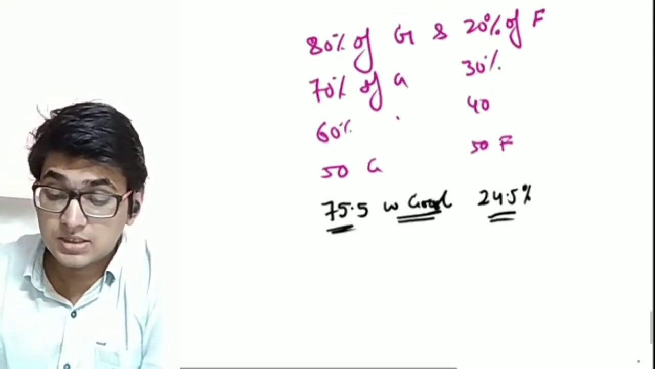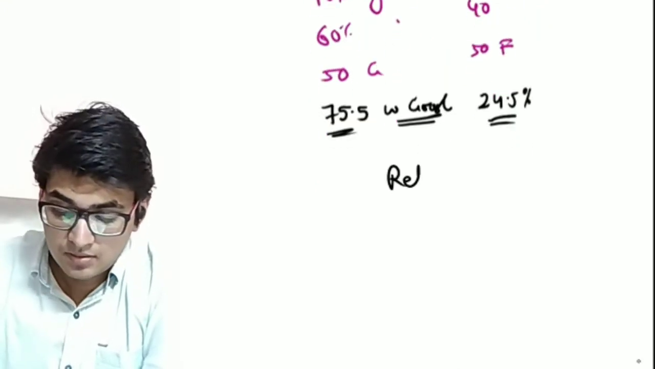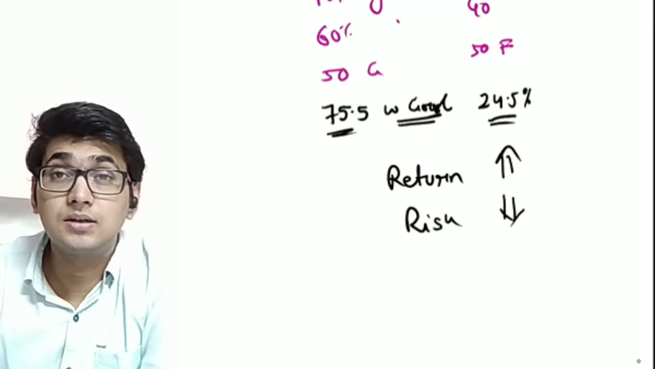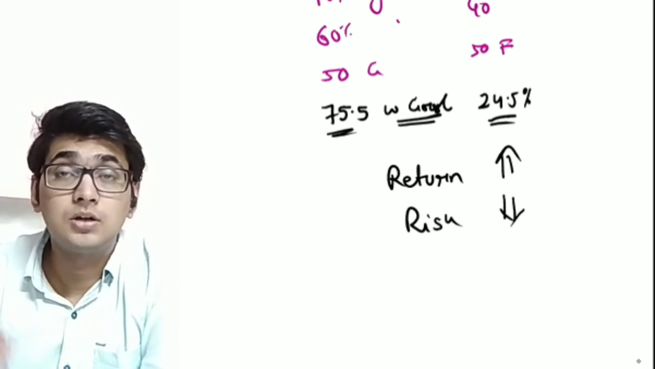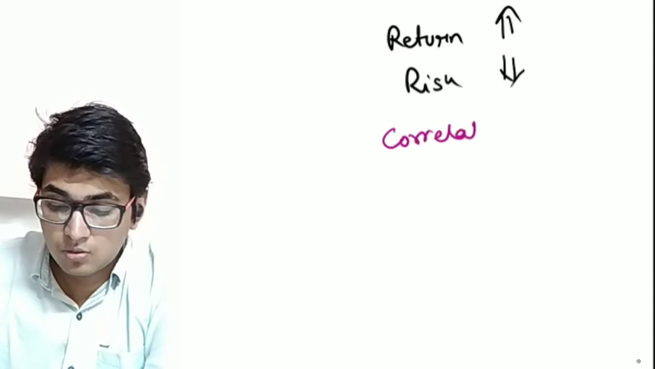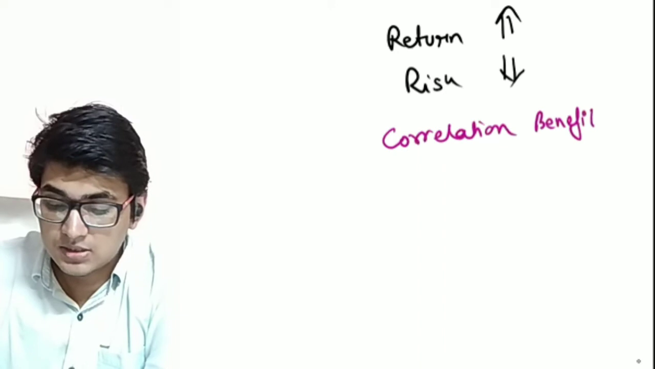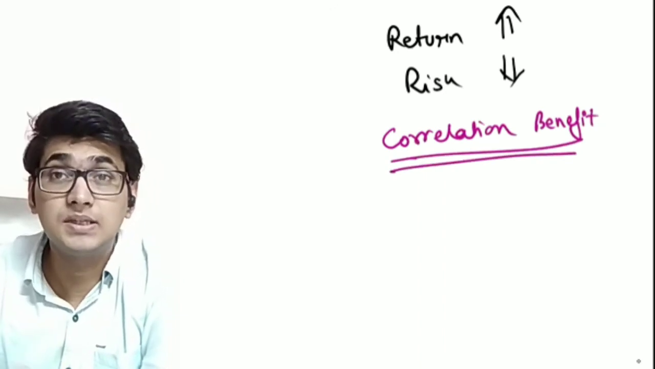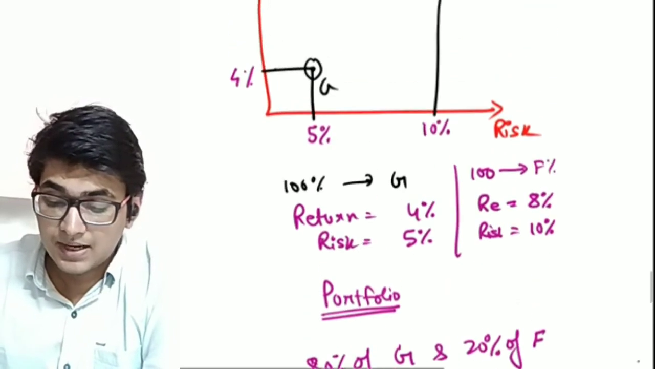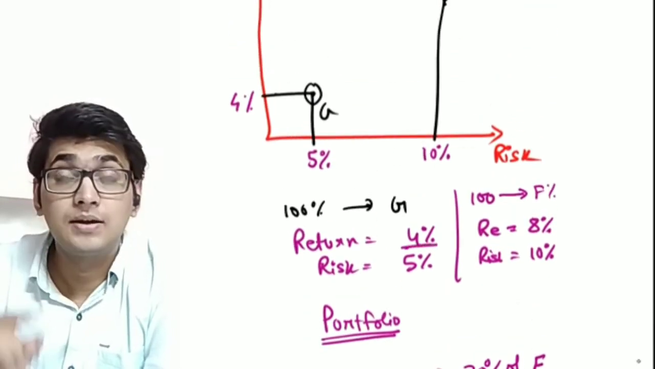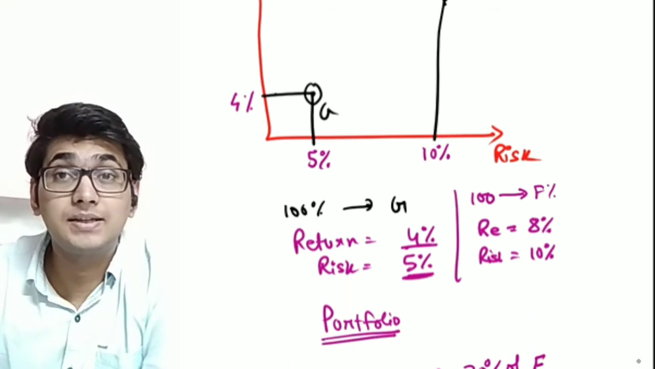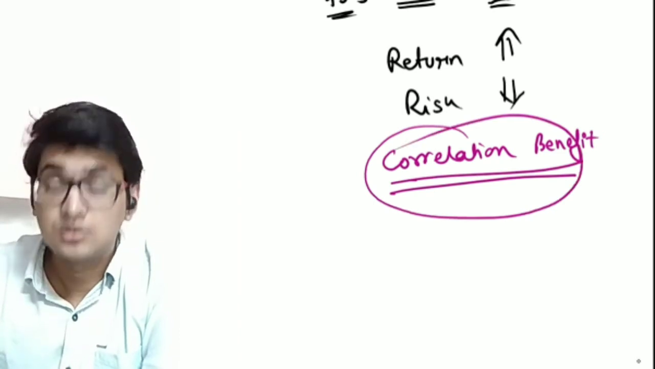Now I am the investor. I am telling you, invest my money in such a way that return will be higher, risk will be lower. What is my concern? That return should be higher and risk should be lower. And how is that possible? That is possible because of the correlation benefit. Means correlation is giving me some amount of benefit, in such a way that my return will increase from 4, but my risk will decrease from 5. And how am I getting that? I am getting this benefit because of this correlation.